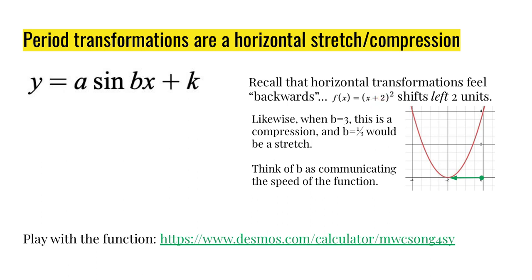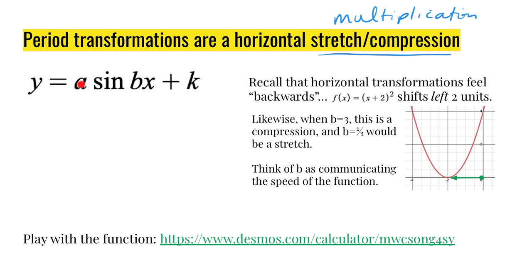We learned about how we would add 2 to move left and we would subtract 2 to move right. Likewise, when we're going to use a multiplication, which is what a stretch or compression is going to require here, we're going to have a multiplication rather than an addition for a shift. But likewise, that does still seem to work backwards. So like when b right here being multiplied by the variable inside the function, when b equals 3, this is a compression. And when b equals 1/3, it would be a stretch.